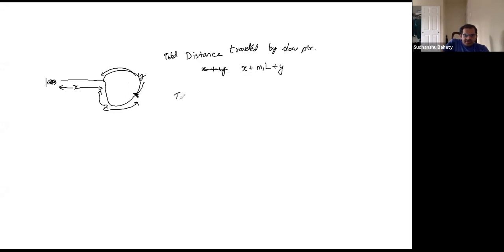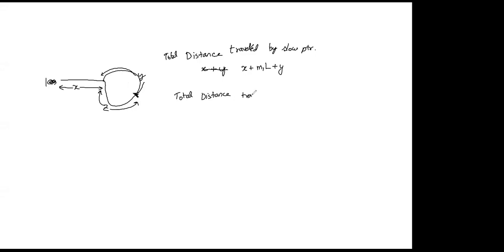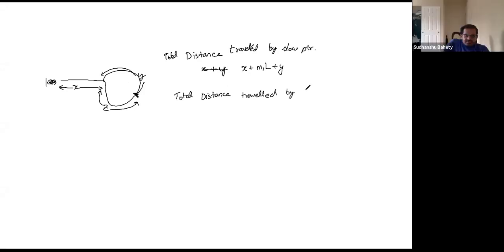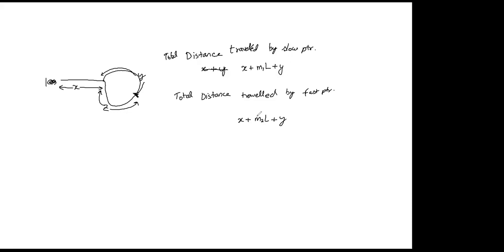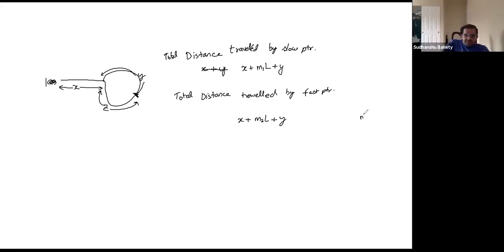Also, what is the total distance traveled by the fast pointer? Can someone answer, using this hint only? It should be twice of this, but that won't lead anywhere. So it will be X plus M2 L plus Y, where M2 is some other variable. Where M2 is more than M1, we can say that as well.